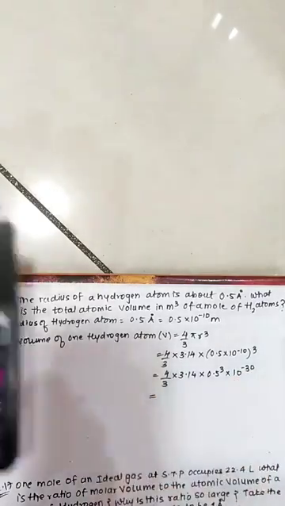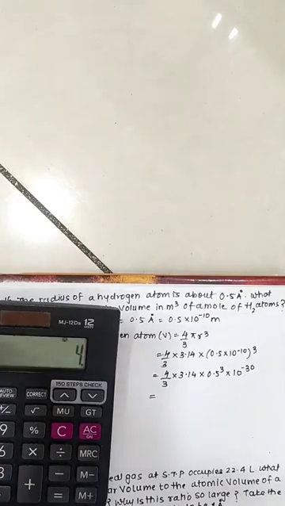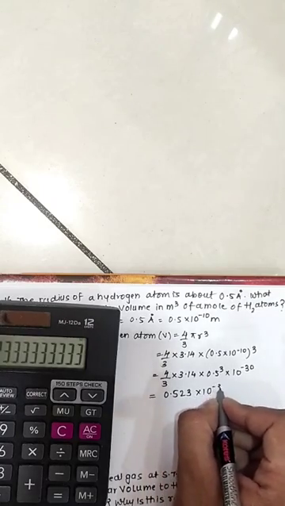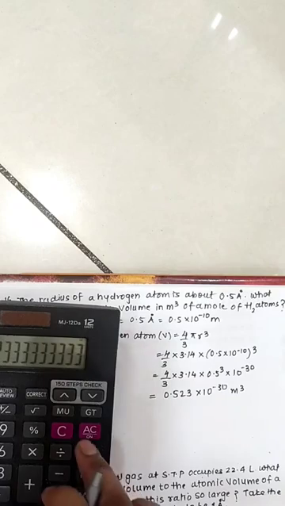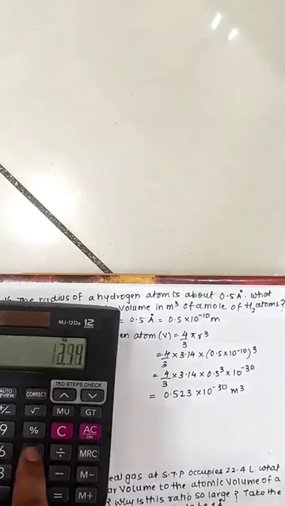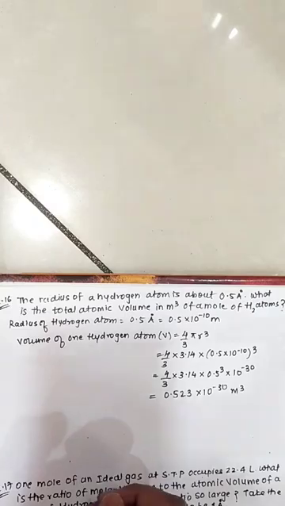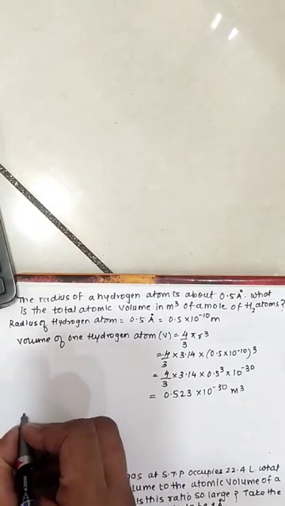Till this clear? So I can calculate over here: 4 into 3.14 into 0.5, 3 times, divided by 3. Clear? So my answer is 0.523 into 10 power minus 30. Unit will be meter cube. Again I will check once: 4 into 3.14 into 0.5 into 0.5 into 0.5 divided by 3. 0.523 into 10 power minus 30 meter cube. That is the volume of one hydrogen atom.